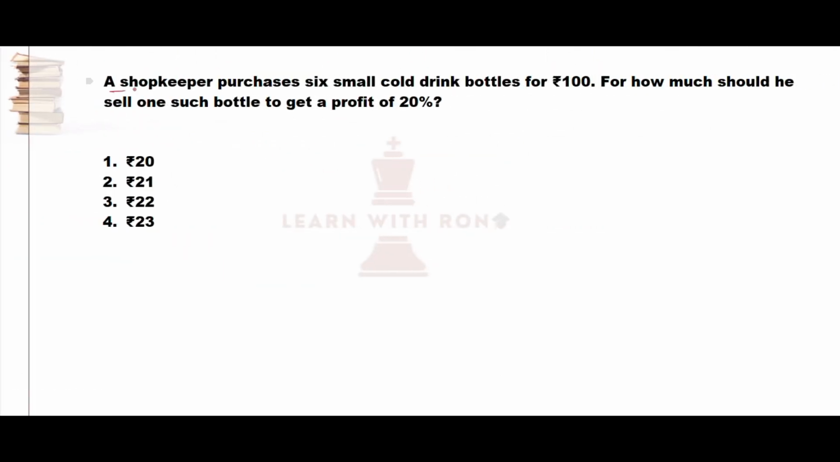See this question. A shopkeeper purchases 6 small cold drink bottles for 100 rupees. So the total cost price is 100 rupees. For how much should he sell one such bottle in order to get 20%? They asked us to find one bottle's selling price to get a profit of 20%. Okay, 20% is how much?